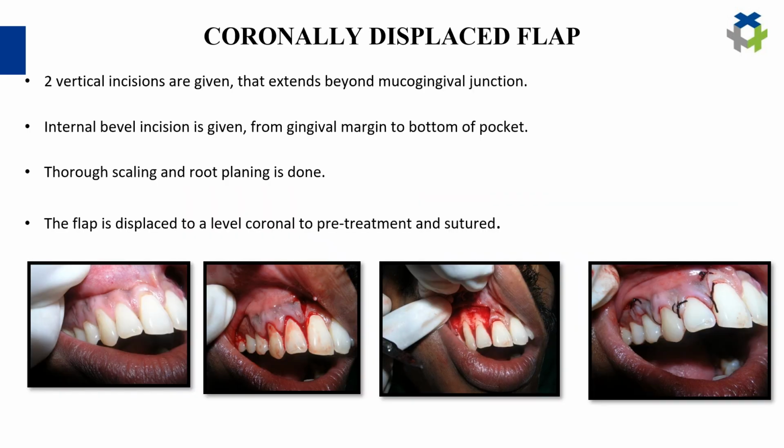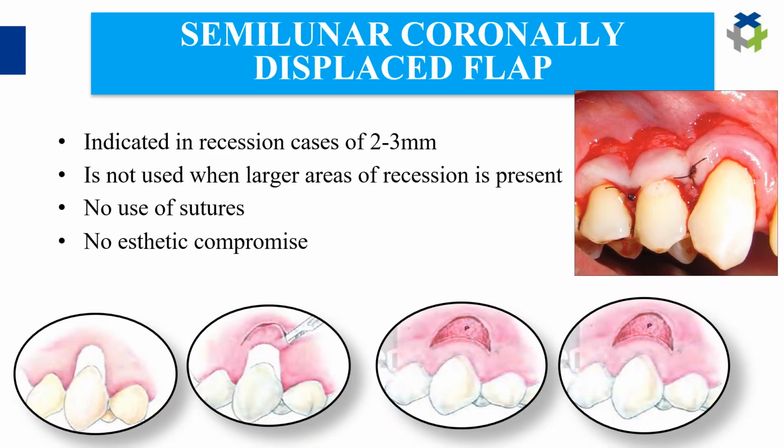So coronally displaced flap, you can see two vertical incisions are placed. Then it extends beyond the mucogingival junction. The internal bevel incision is given from the gingival margin to the pocket depth. Thorough scaling and root planing is done. The flap is displaced to a level coronal to the pre-treatment and it is sutured.